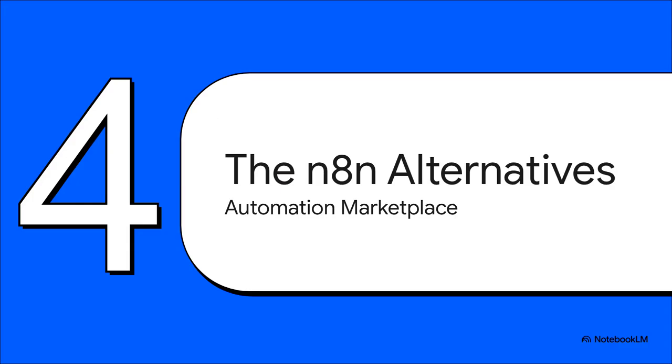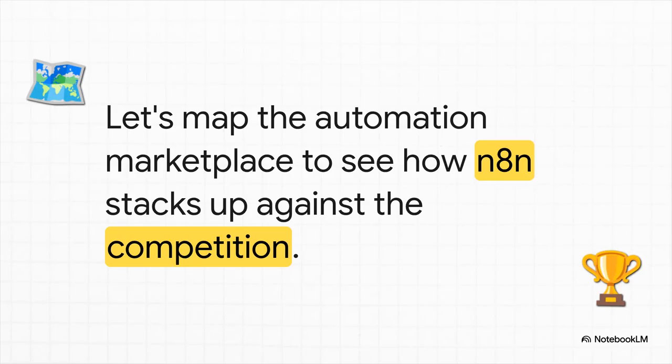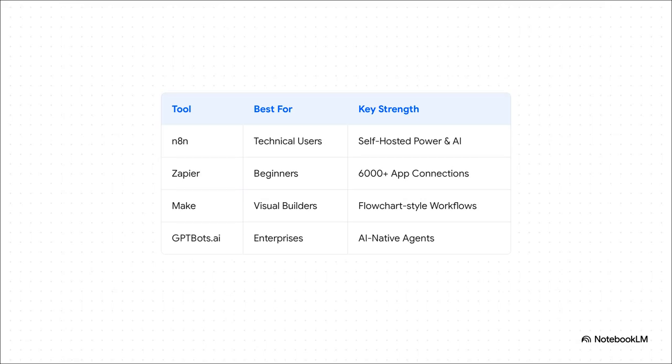So if n8n is the choice for the power user, for the technical crowd, what's everyone else using? Let's take a look at the bigger picture, because understanding the competition is really the key to finding what's right for you. Let's just quickly map out the main players in this game, right? Because each one is built with a totally different person in mind. Seeing them all together really makes it click where n8n fits into the whole ecosystem. It really breaks down like this.